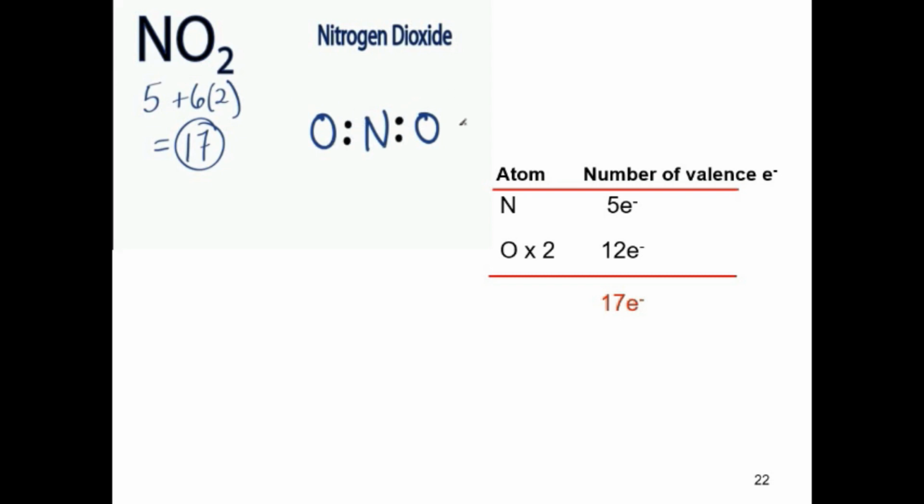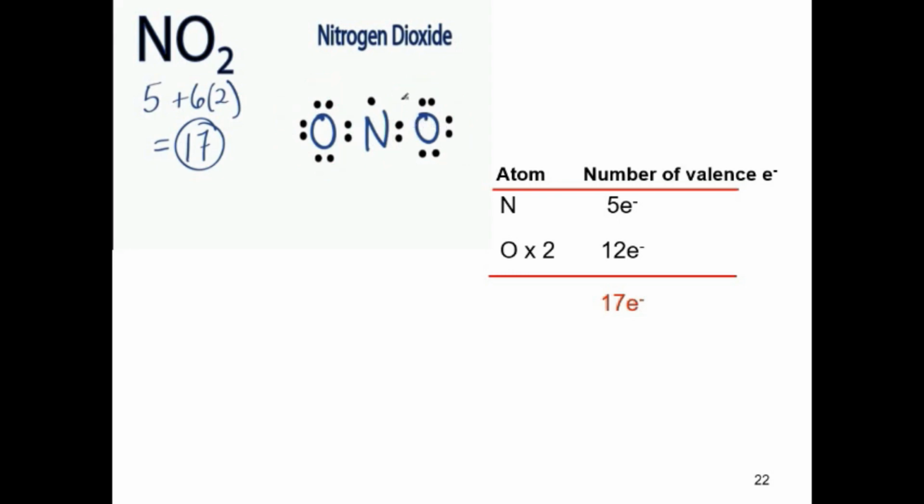Let's go around the oxygens, form octets. So we have 2, 4, 6, 8, 10, 12, 14, 16, and we have one more. We'll just put it right here. At this point, we've used all 17 valence electrons. This oxygen right here has 8, and this oxygen here has 8. So the octets are fulfilled for the oxygens.